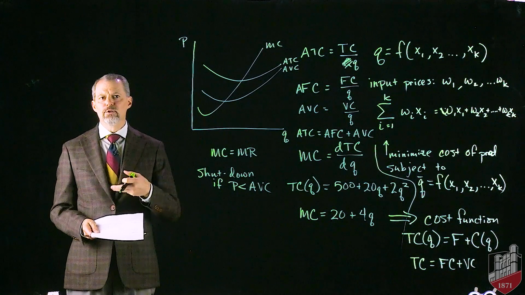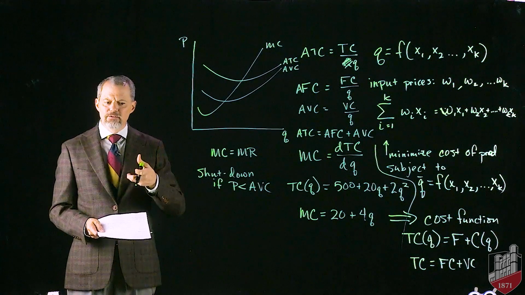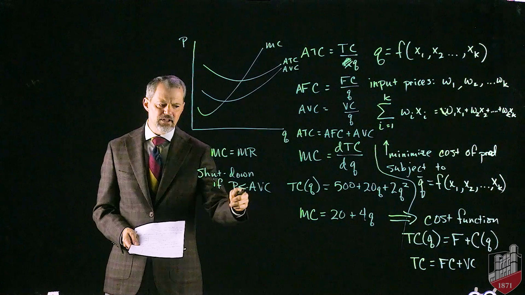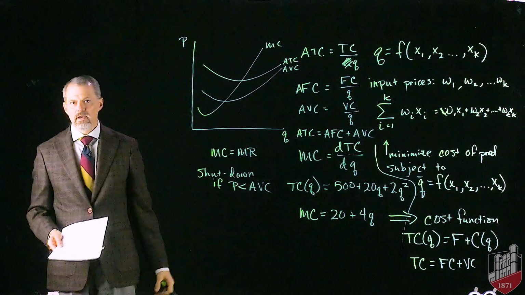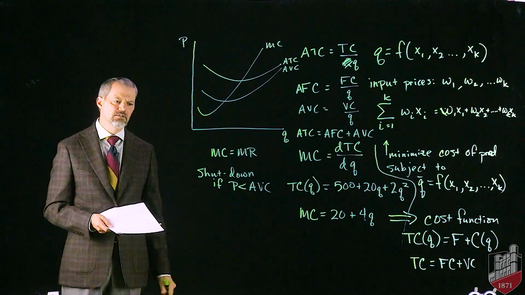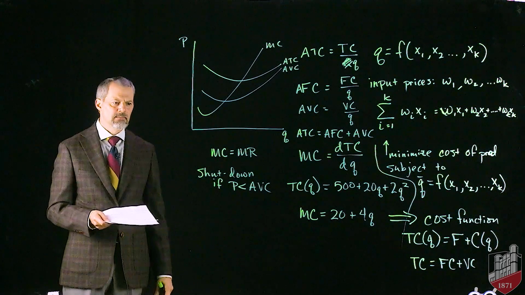If your revenue is big enough to cover all of your variable cost, then that means your price is greater than average variable cost. And then you're going to be able to cover that variable cost and part of your fixed cost. So you would produce in that case.